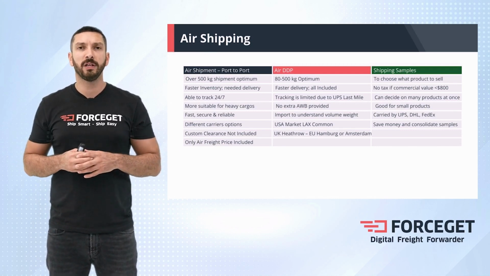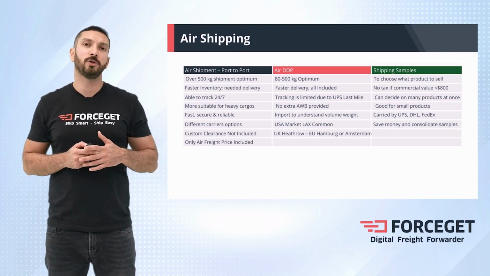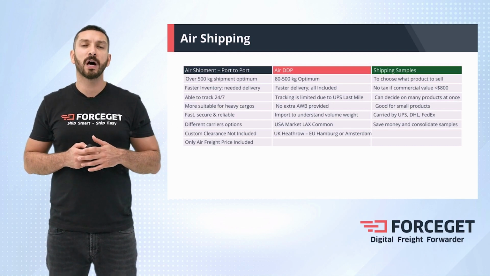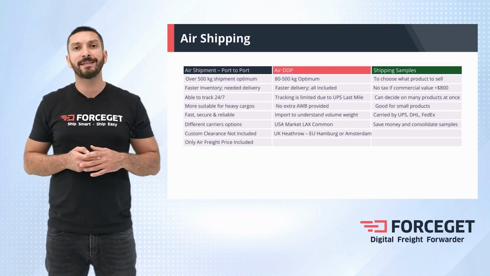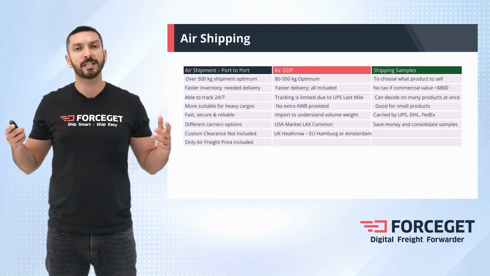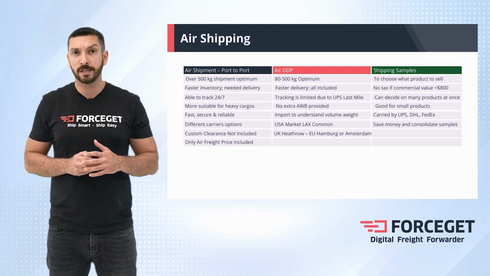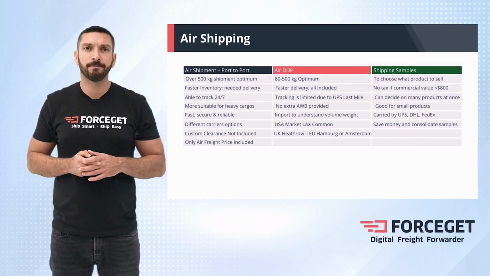If you keep your invoice value below $800 for the United States, you don't need to pay duty and tax. It could be counted as an individual personal item, which means you don't need to pay tax and duty. This is really important for saving money and time with express shipments. I highly recommend this up to 45 kilograms. Above 45 kilograms, I recommend air DDP.